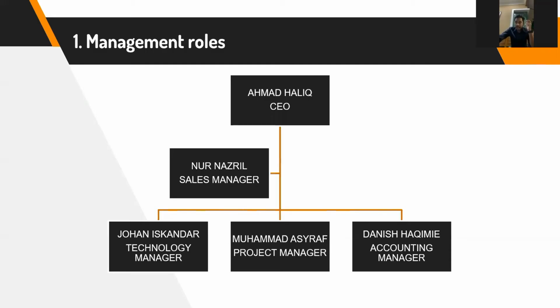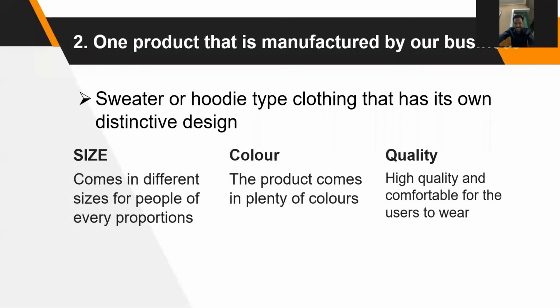So next is our organizational chart. The CEO is basically me, Ahmad Ali, and my sales manager Nur Nazril, technology manager Johan Iskandar, project manager Muhammad Ashraf, and accounting manager Danish Hakim. So they have their own work. So we can continue to one product that is manufactured by our business.